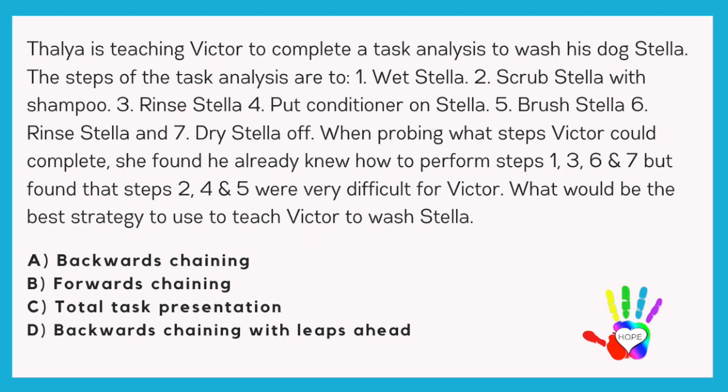So when steps are very difficult, the difference here with total task presentation is we would be trying to teach everything at once. So if 2, 4, and 5, all 3 of them were really difficult, then Victor is going to have to learn how to do 3 really difficult things at once, as opposed to backwards chaining with leaps ahead, where he's only ever learning how to do 2, 4, and 5. We're teaching each one of those individually. So that's the difference between backwards chaining with leaps ahead and total task presentation. I do often get questions on why you would use each one of those and what the difference is. So I really hope this video has helped to clarify that.